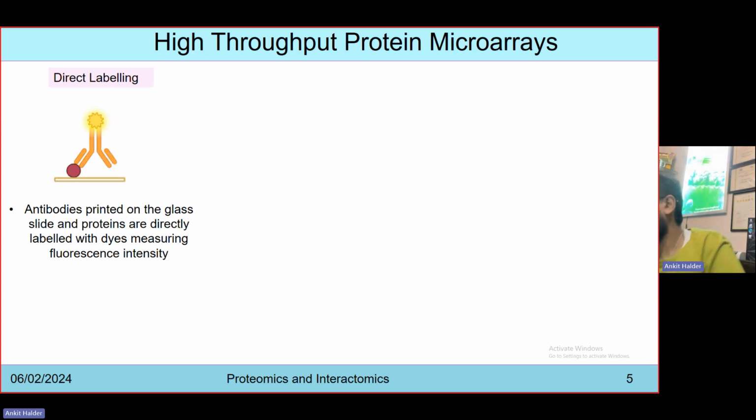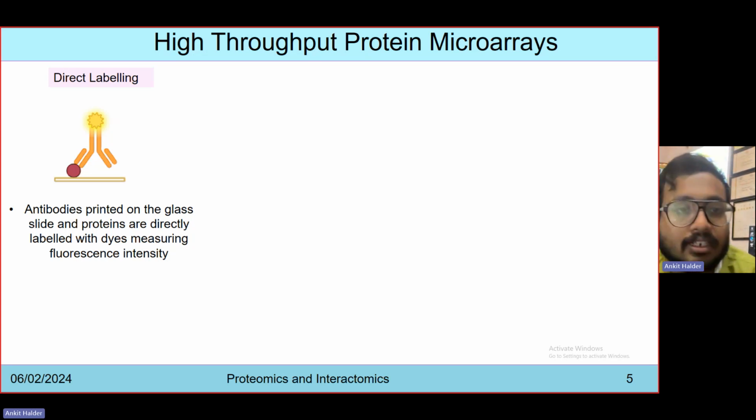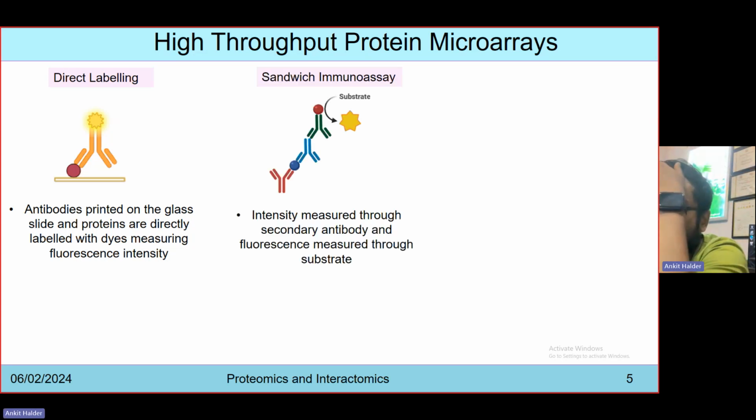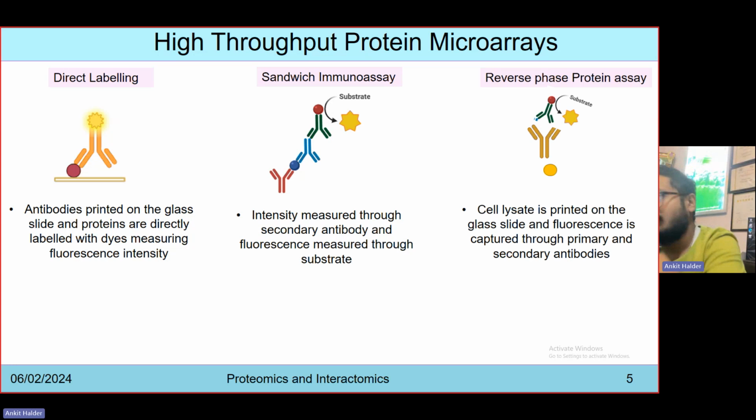The first one was direct labeling, where the antibodies remain printed on the slides, and the proteins are labeled with dyes, measuring your fluorescence intensity. Next is the sandwich immunoassay, where you have the antibodies, then you have the protein, and then you are measuring it through the secondary antibody attached with the substrate. That is the same as what you do with the sandwich ELISA.